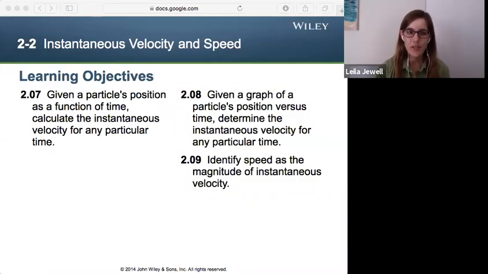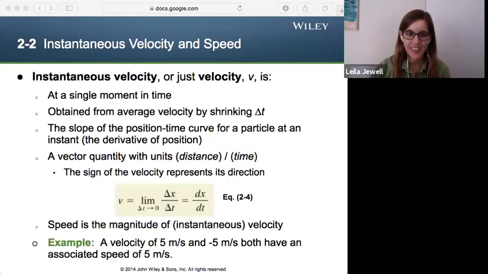Section 2.2, Instantaneous Velocity and Speed. Let's take a look here. So instantaneous velocity is what is often just referred to as velocity, v. If we haven't specified, then the default is instantaneous velocity. It's at a single moment or instant in time, and it's obtained from the average velocity by shrinking our delta t down. By shrinking our time interval down, we can look at the limit as that time interval approaches 0.